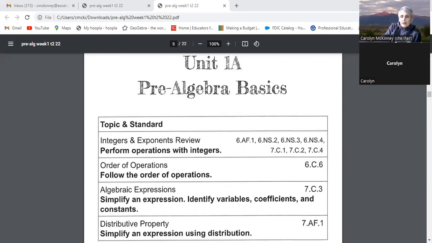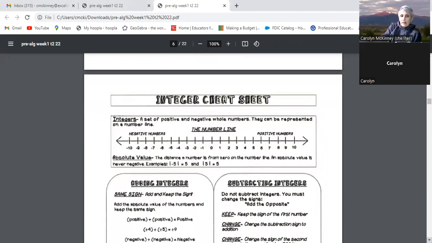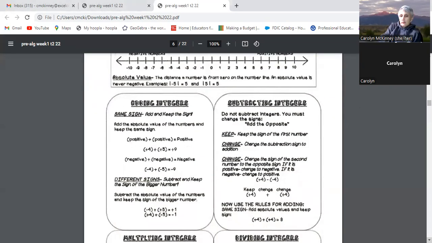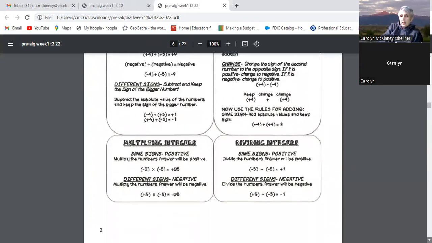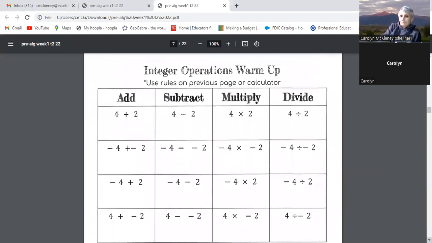But today we're going to talk about some integers and exponents review, and that will be our first order of business here. So in your packets, you have this information. It just reviews the operations and the rules. You should not need to use a calculator for this. These numbers are nice and small. Get used to using your brain, but also get used to using those rules.